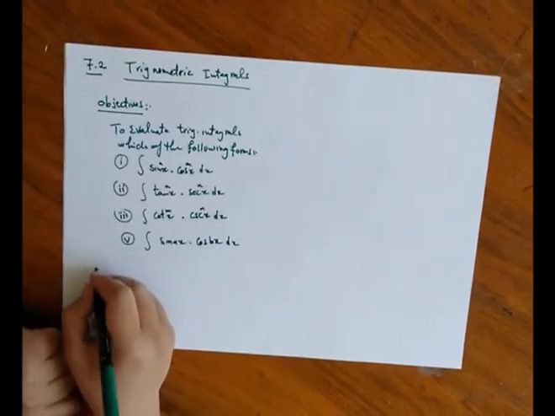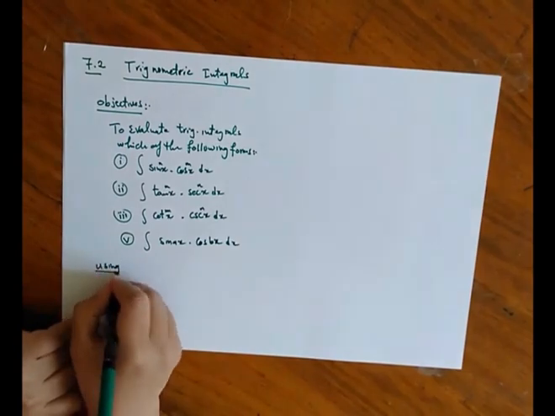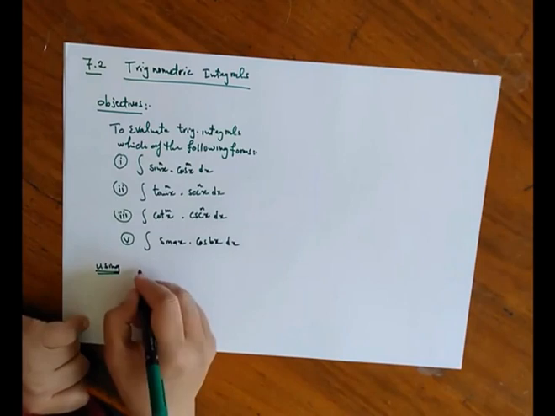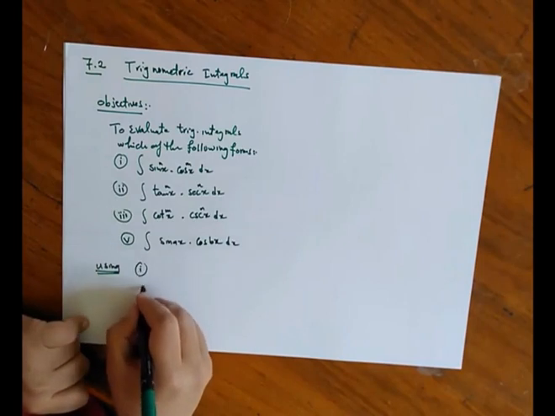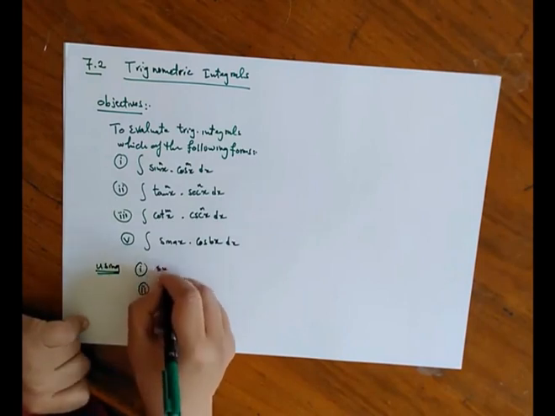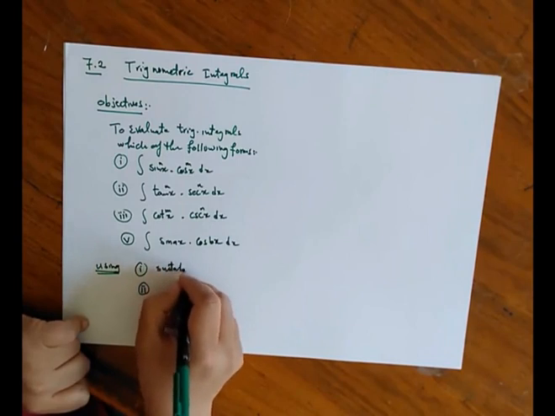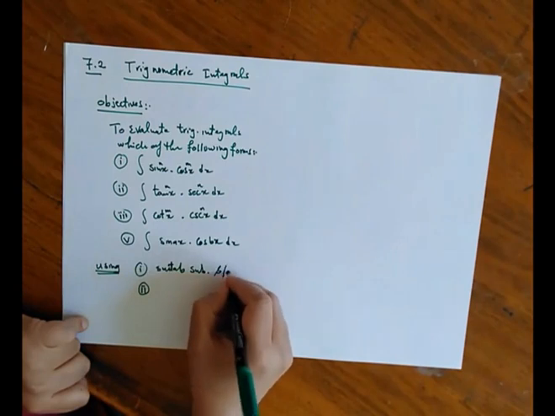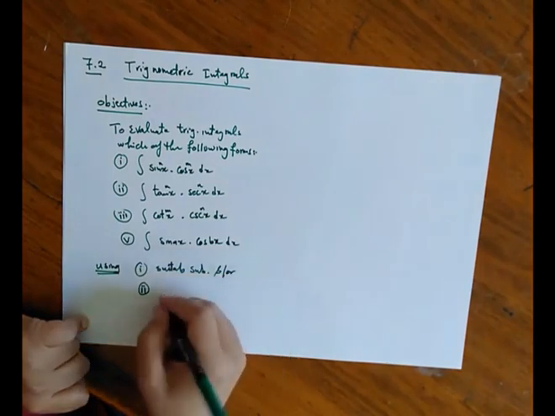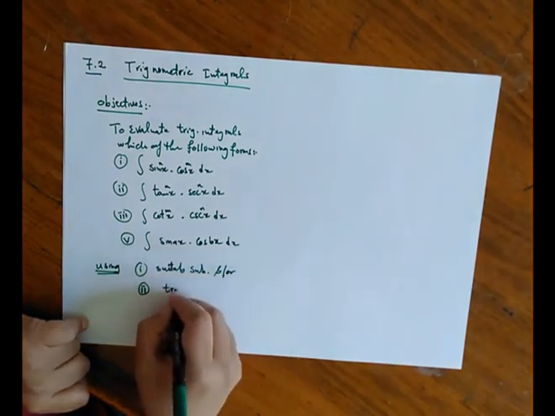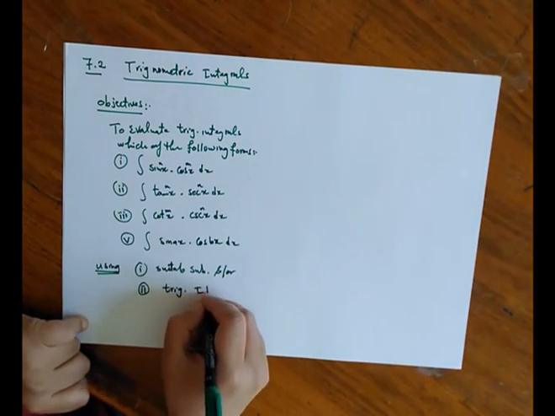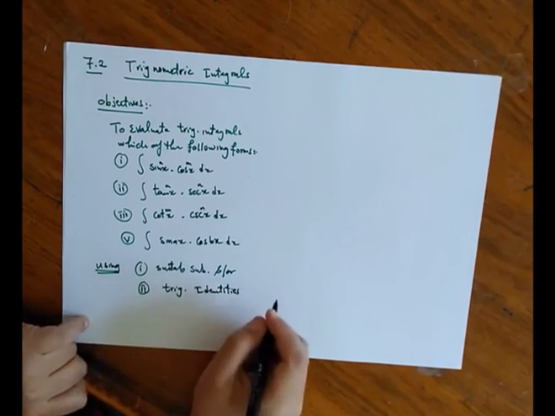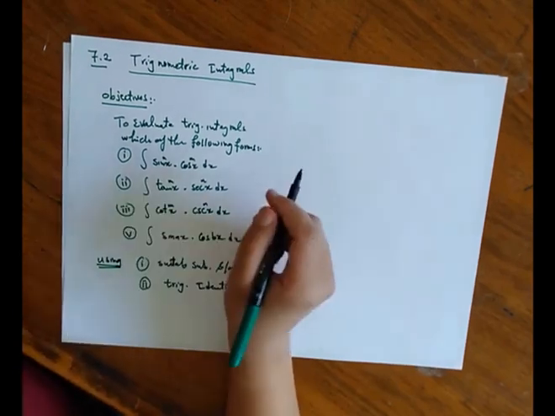And we're going to attack this kind of integrals using two things. The first thing is suitable substitution and/or trigonometric identities. Okay, so these are our objectives.